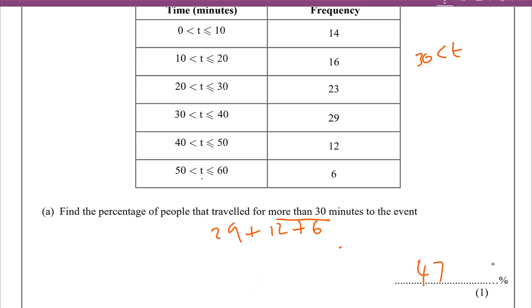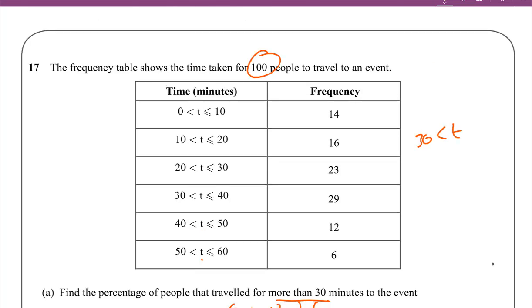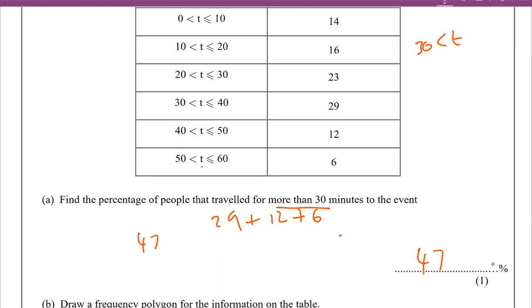Okay, now because it's 47 people frequency, let's have a look how we convert into percentage. Because it is out of 100 people, we can say 47 out of 100. So that would give us 47% as well. Now if it was any other number, say for example if it was 47 out of 50, then you had to times it by 2, and then work out the percentage. Because it's out of 100 already, we don't need to change anything, so the answer is 47%.